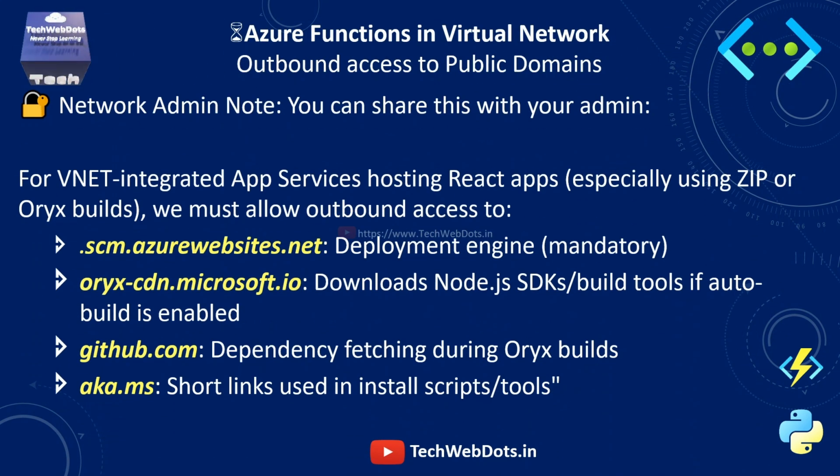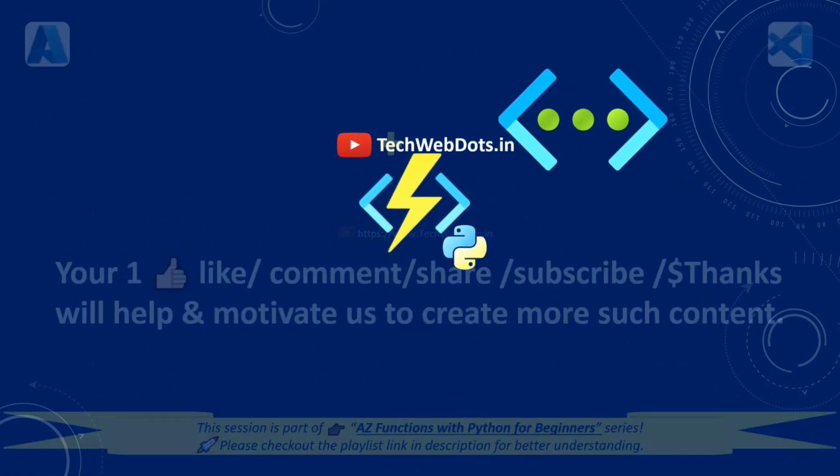Finally, when you make a request to your network admin, you can share these domains for a VNet integrated App Service hosting a React app, or a function app using zip or Oryx build. We must allow scm.azurewebsites.net for the deployment engine. It is mandatory. Oryx CDN, Microsoft.io downloads the Node.js, Python, and SDK build tools if build is enabled. And github.com for dependency fetching during Oryx builds when you are using GitHub Actions, and aka.ms short links used in install scripts or for tooling purposes. I hope it is clear now.